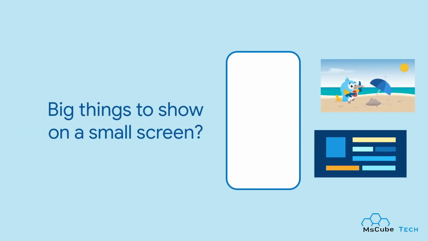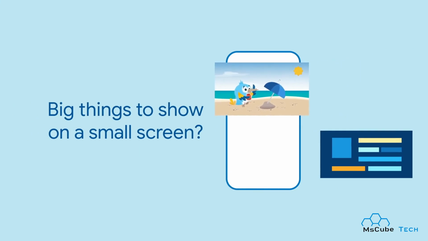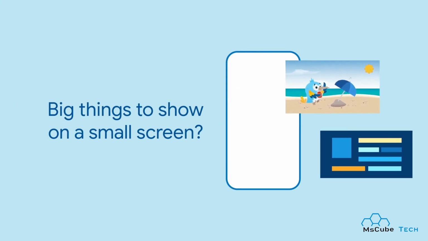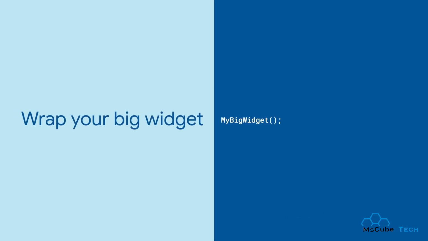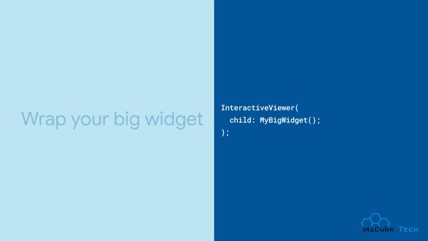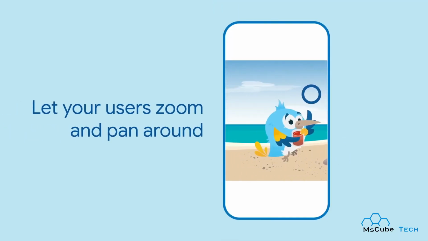Screens are often smaller than what you want to show on them. A big table or a detailed picture just won't fit on a phone screen in all their glory. That's why Flutter provides the InteractiveViewer widget. Just take your big, beautiful widget and wrap it with InteractiveViewer. And voila, the user can now zoom in and out of the widget and pan around.